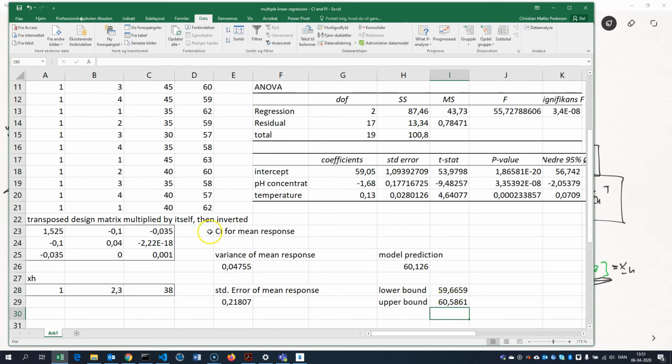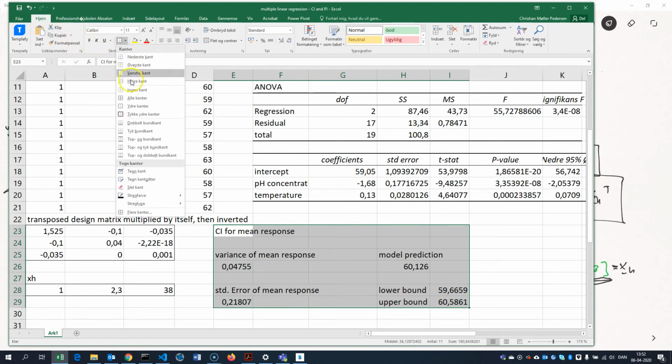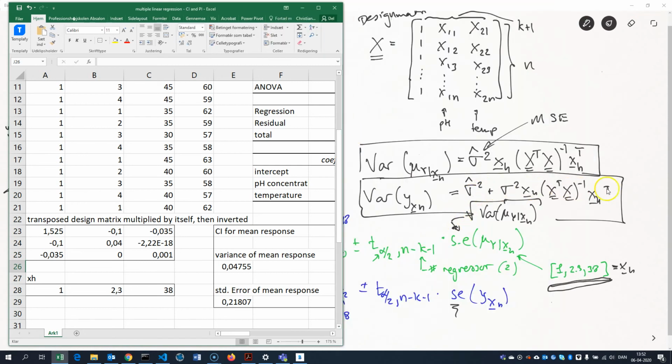But what about, so this was the mean response, but then what about the prediction interval? Trying to predict the value of one single new response. Well, first we need to compute the variance of the new response. And as you may recall here, the variance is almost the same as this formula. Actually, we only need to add sigma squared, sigma hat squared.